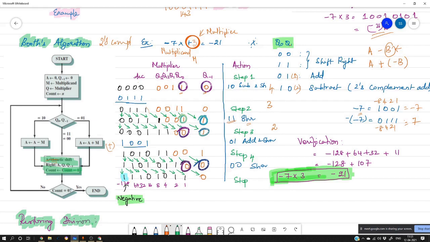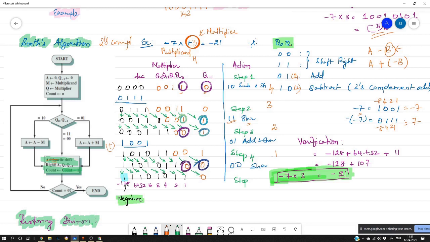After addition, we have to do an arithmetic shift right. So this 1 goes off and you take 0 now in Q minus 1, and this 0 comes to Q naught, and we shift all the bits accordingly, and the last bit is preserved. Then you decrement the count.